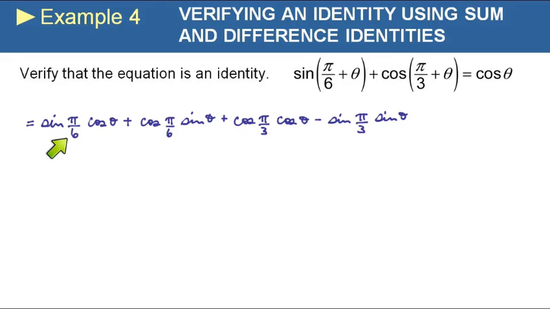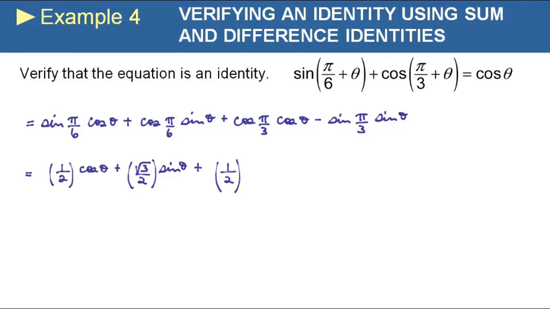Sine of pi over 6 is sine of 30 degrees, which is 1/2, times cosine theta. Cosine of pi over 6 is square root of 3 over 2, because remember pi over 6 is 30 degrees, times sine of theta, plus cosine of pi over 3, which is 60 degrees. Cosine of 60 degrees is 1/2, times cosine of theta, minus sine of 60 degrees, times sine of theta.